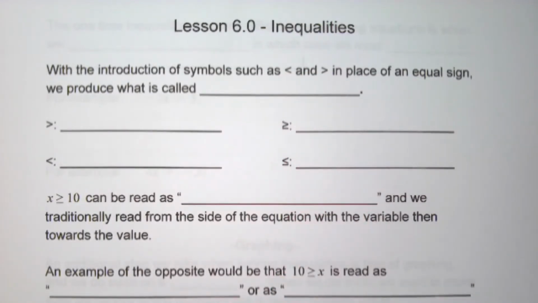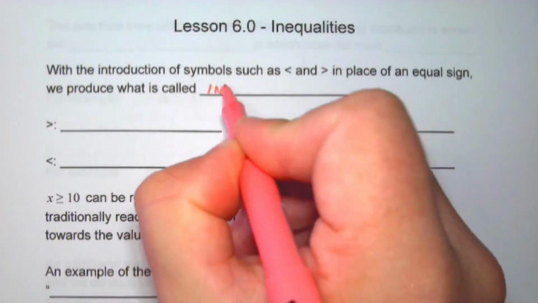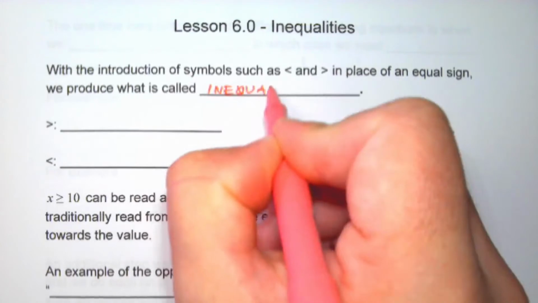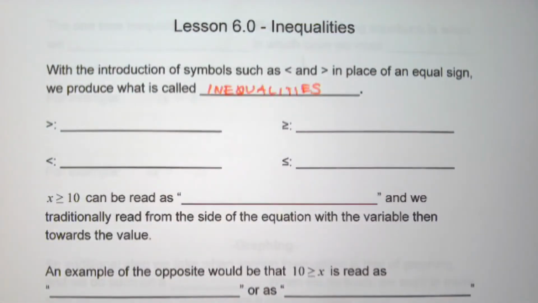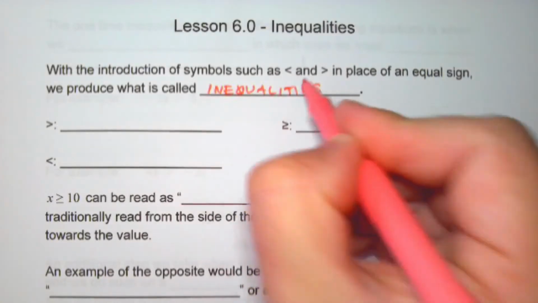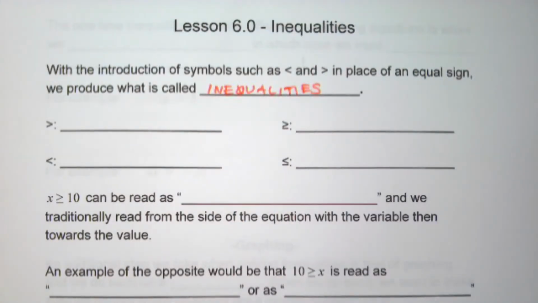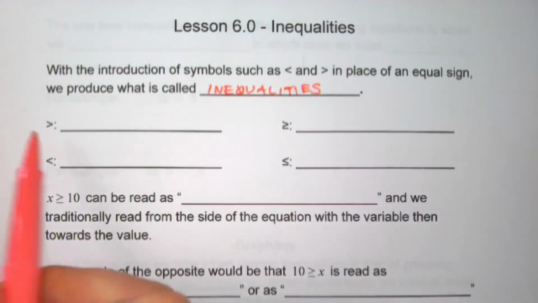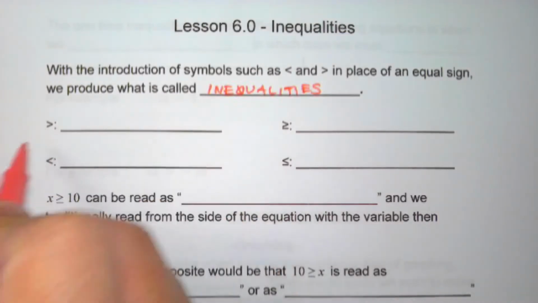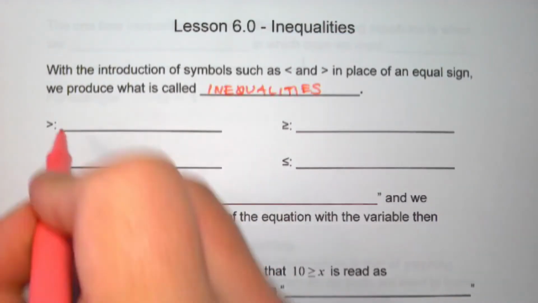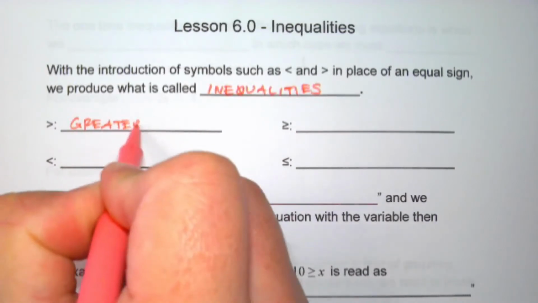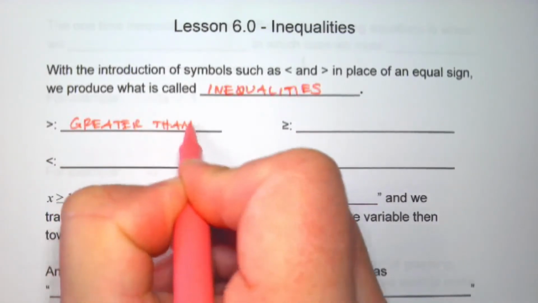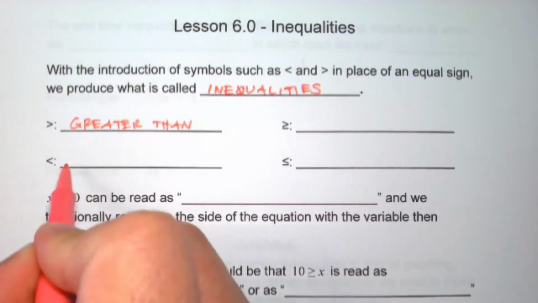And when we make that replacement, well, that's exactly what we get. We get inequalities. And with these symbols, we end up getting 4 different cases that can occur. We have this, which as we'll always read these from left to right, this is our greater than. Opposite of that is less than.